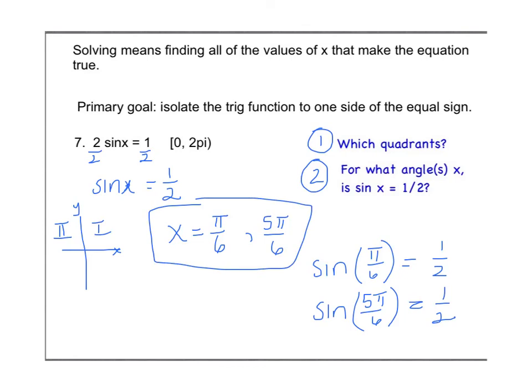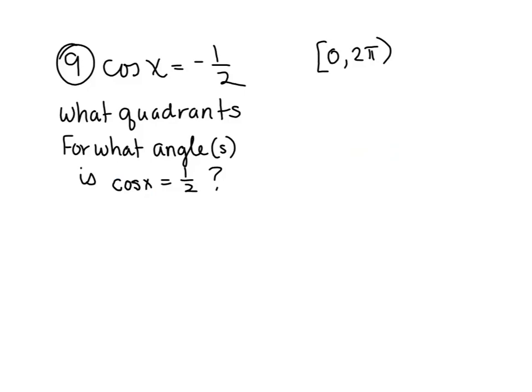And this is the procedure. In what quadrants, and for what angles, is sine equal to that value? And you write those out. So that's why it's so important that you know the unit circle. Here's another example. I have the cosine of x is equal to negative 1/2. And I just want the angles between 0 and 2 pi.